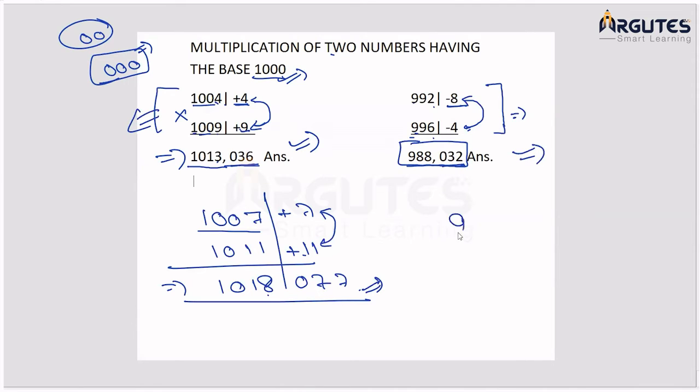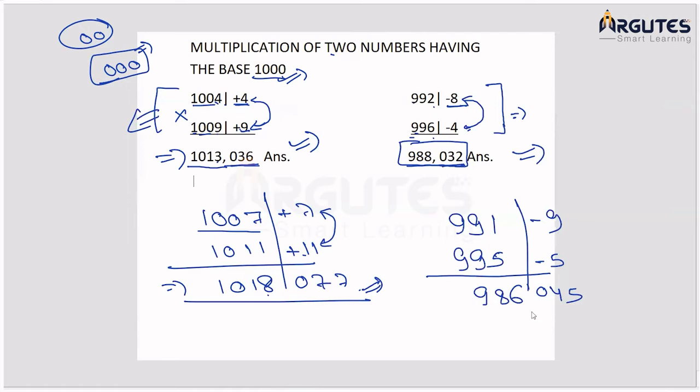Okay, let's take another example: 991 into 995. How much less than 1000 is it? It's 9 less than 1000. And the other is how much less than 1000? It's 5 less than 1000. So 9 into 5 is 45. So it will become 045. Then 991 minus 5, so what will it be? 986. So our answer will be 986045. Okay, I think you have got this concept also.